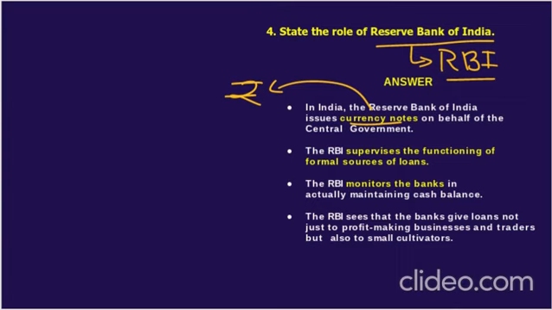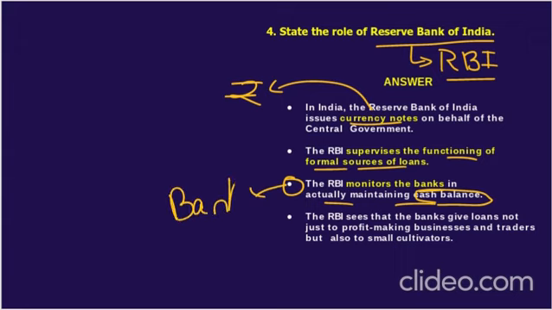Along with that, the Reserve Bank of India supervises the functioning of formal sources of loan. They even look after the functioning, the status or progress of the loans which are being taken. After that, RBI even monitors the banks in maintaining the cash balance. Now, does RBI go and donate the money to people? No. Where do they give it? They give it to the banks. So when they give it to the banks, they look after whether the cash balance is there or not.